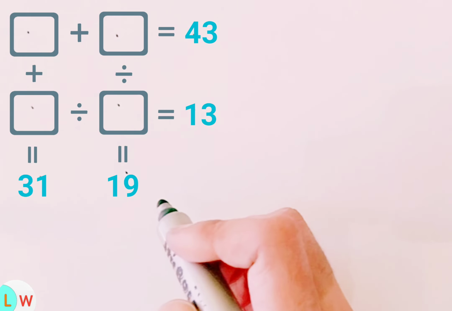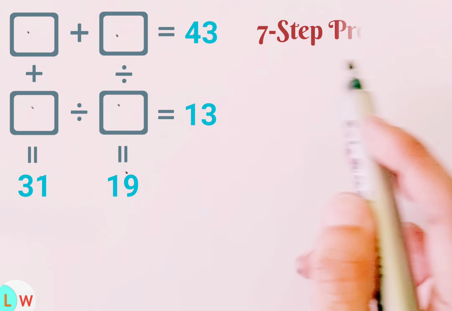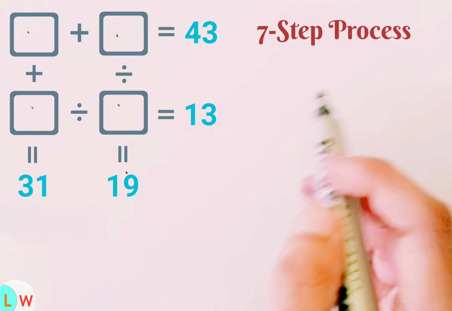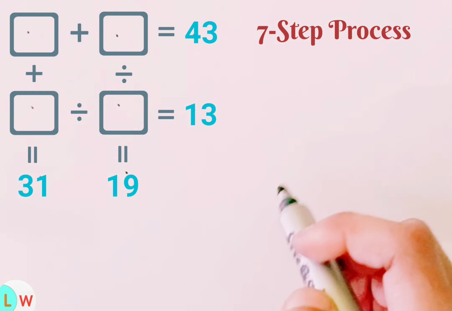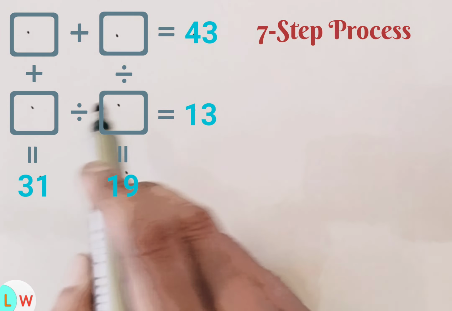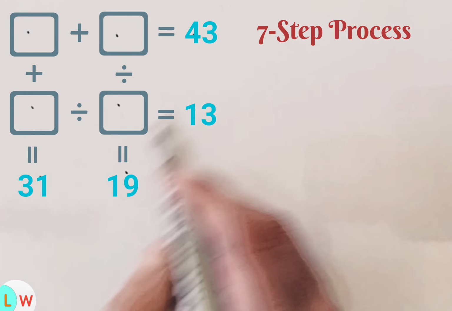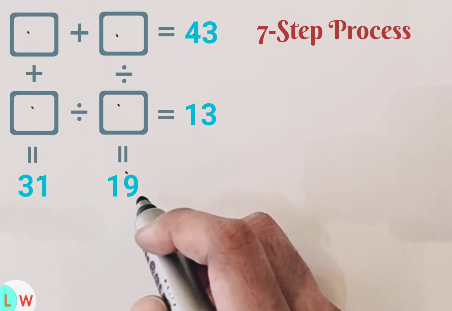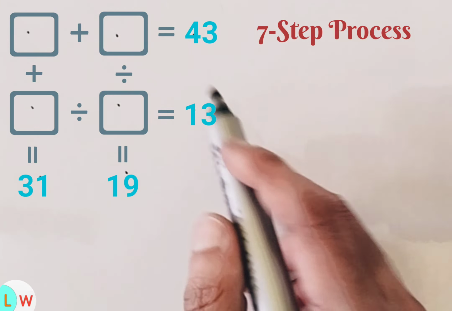Along with this I will share with you a 7-step process that you can apply to solve a wide range of puzzles easily. So stay with me and let's together crack this puzzle. We are going to fill in these boxes such that when we add or divide them, we are supposed to get 43, 13, 19 and 31 as you can see in this figure.